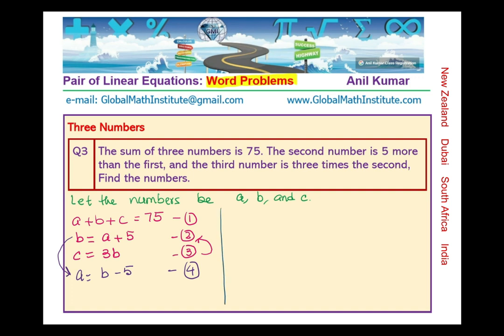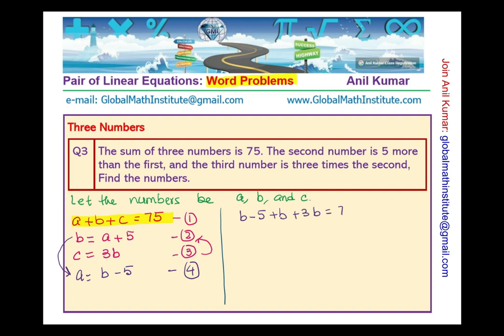Perfect. So let's continue. Instead of writing A plus B plus C, we can substitute the value of A and C here. So A is B minus 5, plus B, and C is 3B.